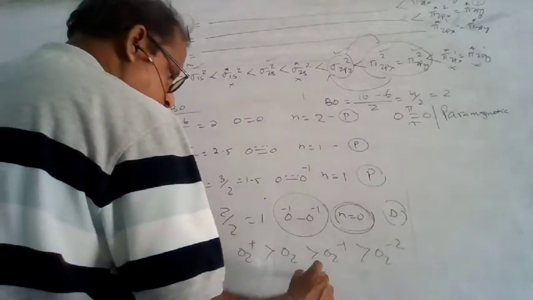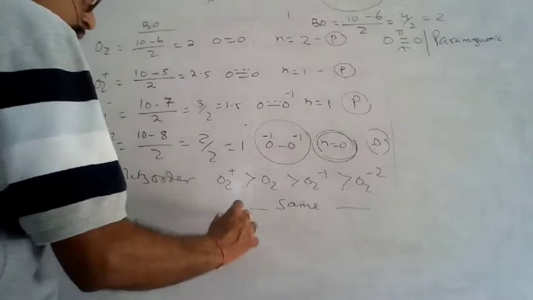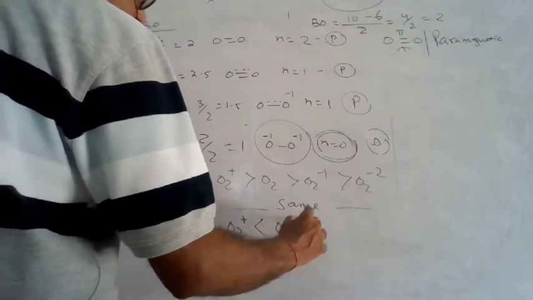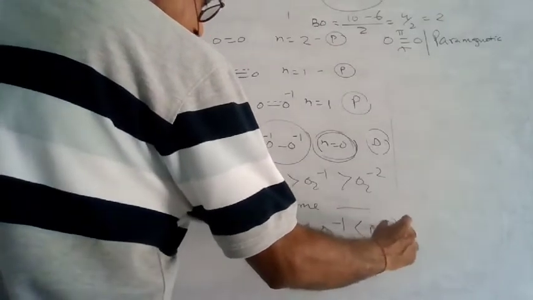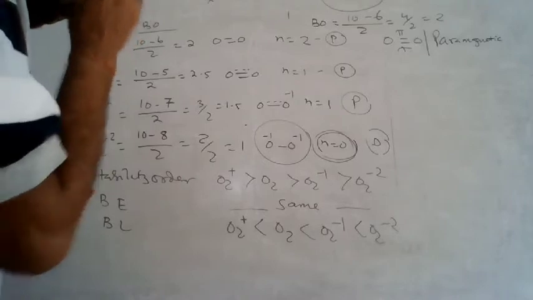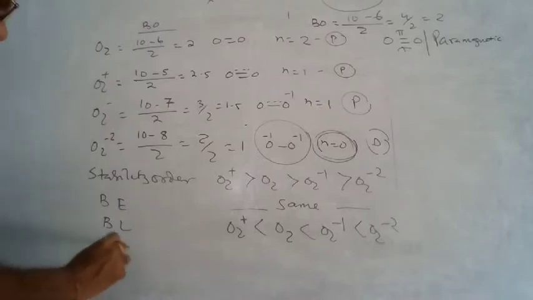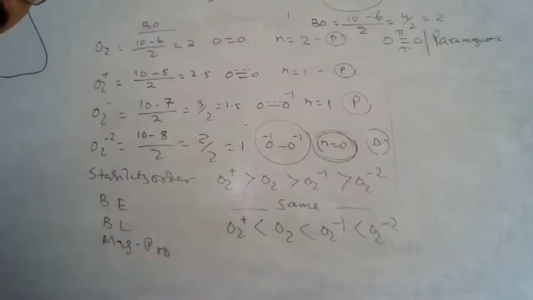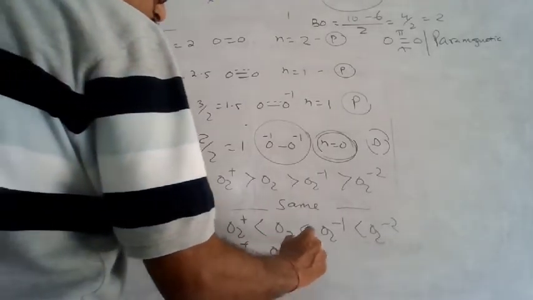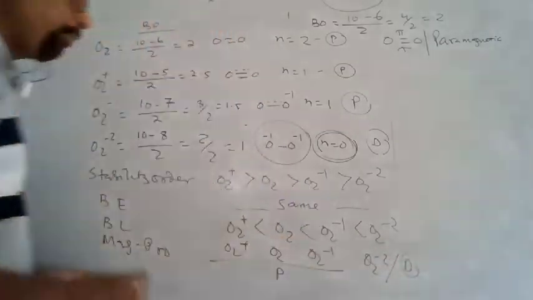In case of the O2, the bond order is 10 minus 6 by 2. For the plus, the bond order will be 10 minus 5 by 2, because the antibonding electron is what has been lost. So that will be 2.5. So it will be the oxygen oxygen double bond, 2.5 means the oxygen oxygen double bond with one partial bond. And for O2 minus, it will be 10 minus 7 by 2, that equals 3 by 2, that is 1.5.